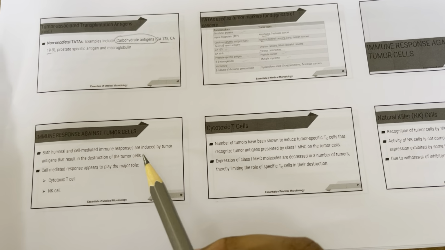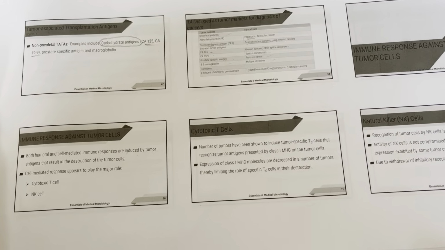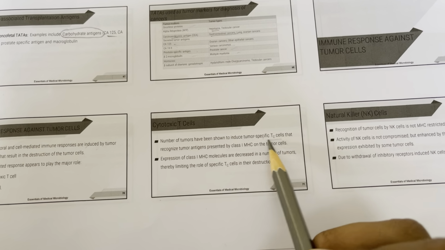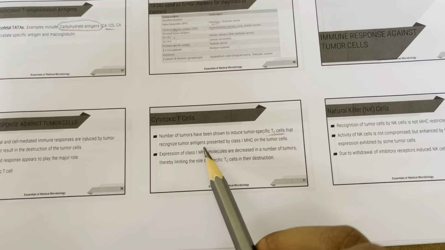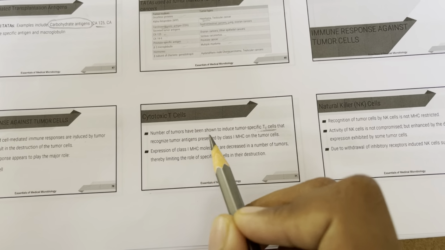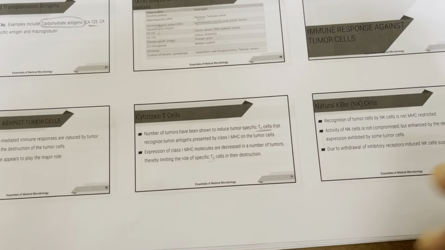Next, immune response against tumor cells. Both humoral and cell-mediated immune responses are induced by tumor antigens. So a number of tumors have been shown to induce tumor-specific cytotoxic T cells that recognize the class 1 MHC molecules. But the thing is, class 1 MHC molecules are decreased in a number of tumors, so T cells are limited.